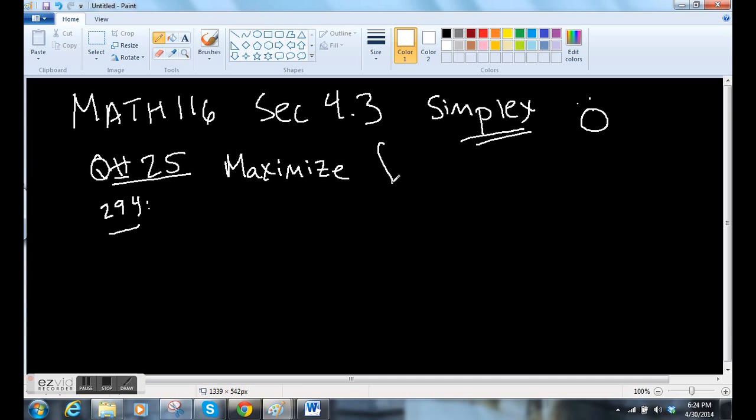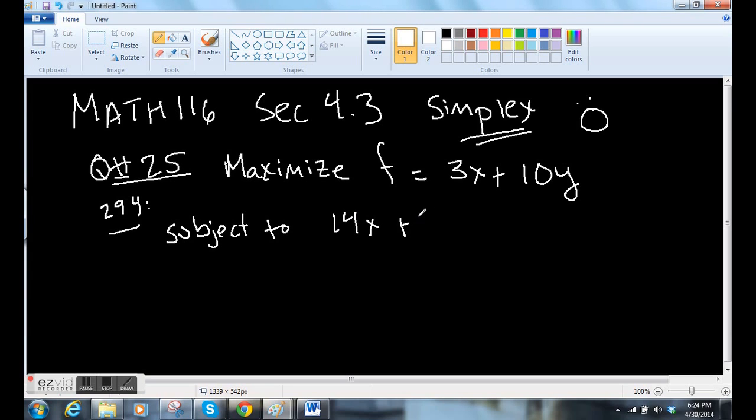Question 25 says maximize f, the function, equal to 3x plus 10y subject to, and as soon as you see "subject to," you think, I'm in for either a big graphing thing or a simplex method thing: 14x plus 7y less than or equal to 35. We have two inequalities, and 5x plus 5y is less than or equal to 50.